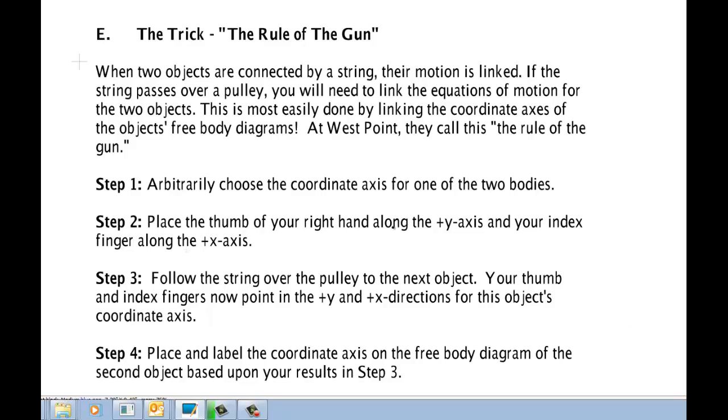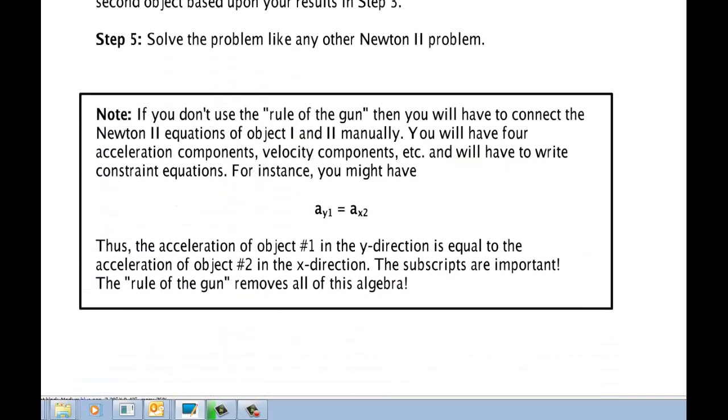Place your thumb of your right hand along the y-axis and your index finger along the x. There isn't actually a choice, but that's the way I do it. Then follow the string over the pulley to the next object. Your thumb and index finger still point in the directions plus y and plus x. And that's how you label your coordinate system. Let me show you this.